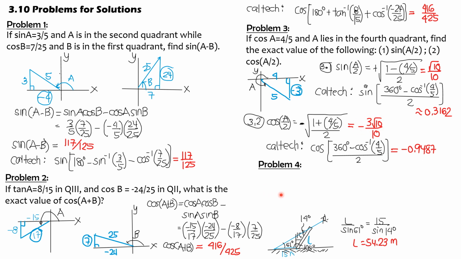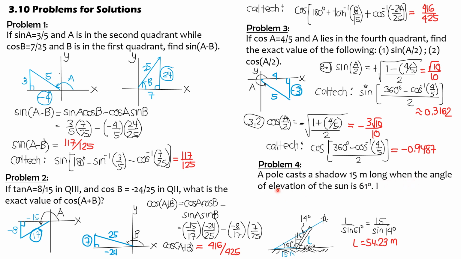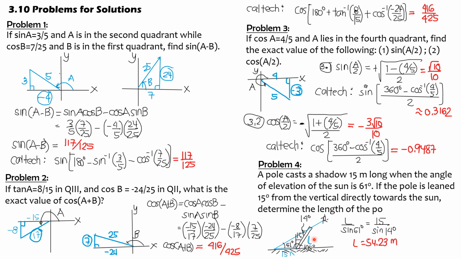Problem 4. A pole casts a shadow 15 meters long when the angle of elevation of the sun is 61 degrees. If the pole is leaned 15 degrees from the vertical directly towards the sun, determine the length of the pole. So this is the illustration, this is the figure.